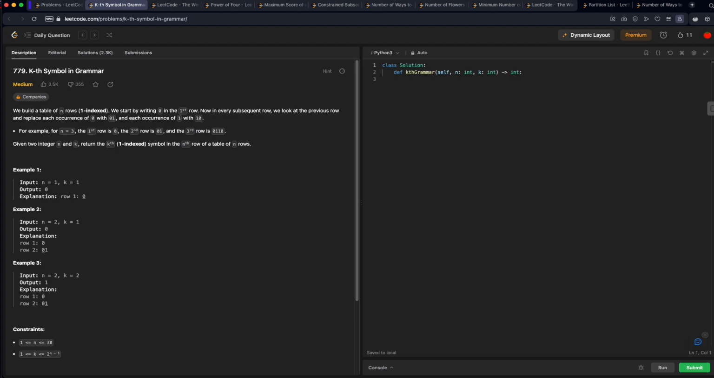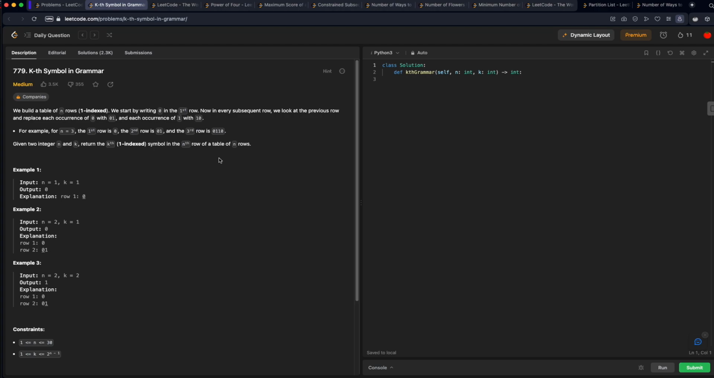Now every subsequent row, we look at the previous row and replace each occurrence of a 0 with a 0, 1, and each occurrence of a 1 with a 1, 0. For example, if n is 3, the first row is 0, the second row is 0, 1, and the third row is 0, 1, 1, 0. Given two integers, n and k, return the kth, that's one indexed based, symbol in the nth row of the table of n rows.